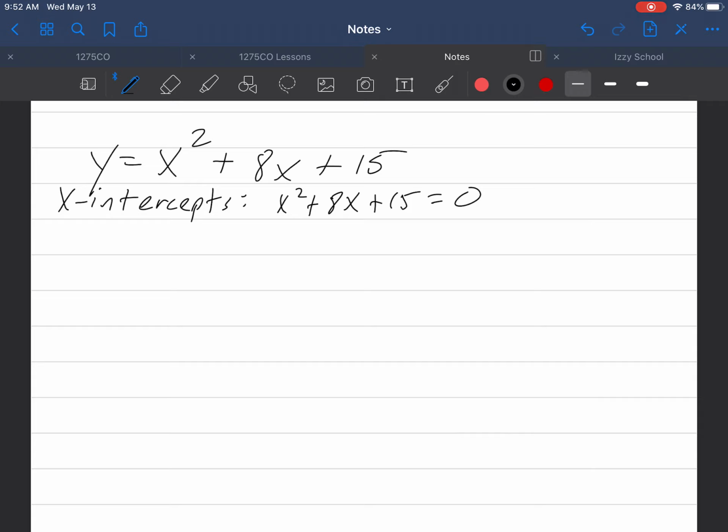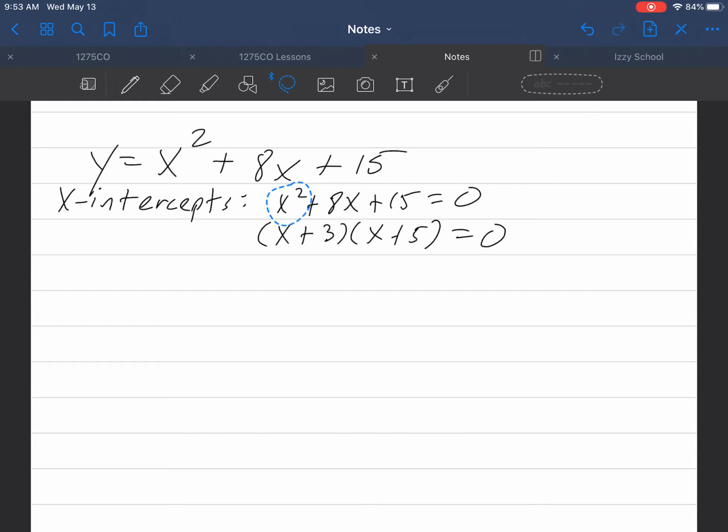We can solve this equation by using the quadratic formula. Completing the square will also work. This one, though, is factorable. So that means factoring is going to be the fastest way to solve this quadratic, right? One that multiplies to 15 and adds up to 8. That's going to be the factors of 3 and 5.